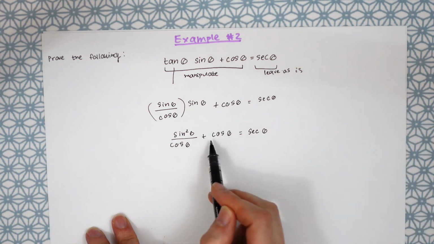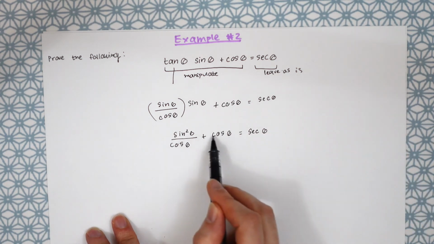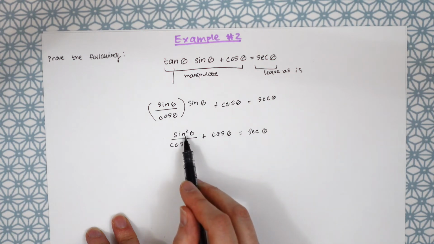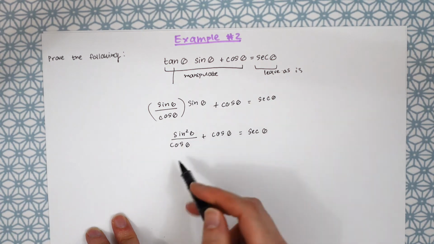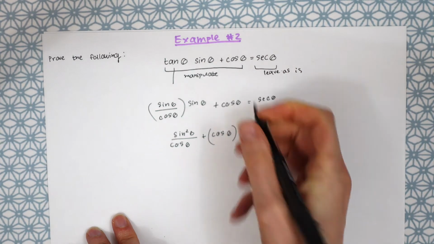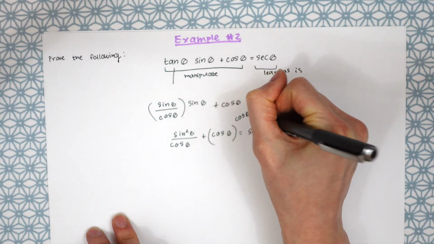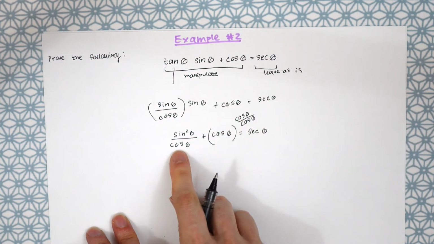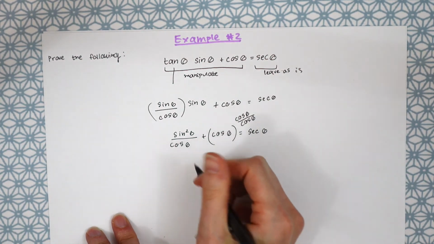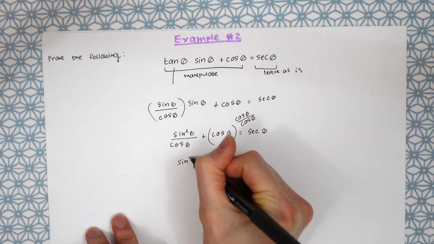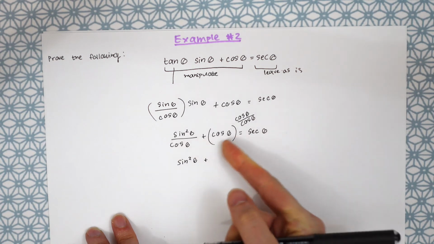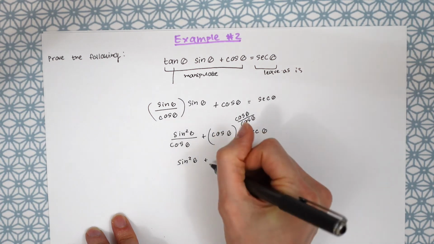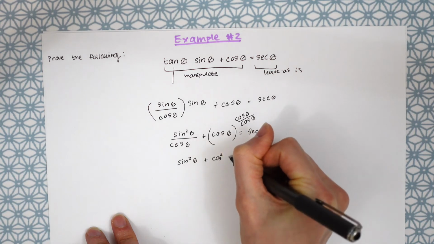Well, what if we can get these on the same line? What if we can make this sine squared of theta plus cosine squared of theta? So let's just multiply this top and bottom, numerator and denominator, by cosine of theta. So then they could all have the same denominator. So when we do that, this is going to be sine squared theta plus cosine times cosine. We'll get cosine squared theta.